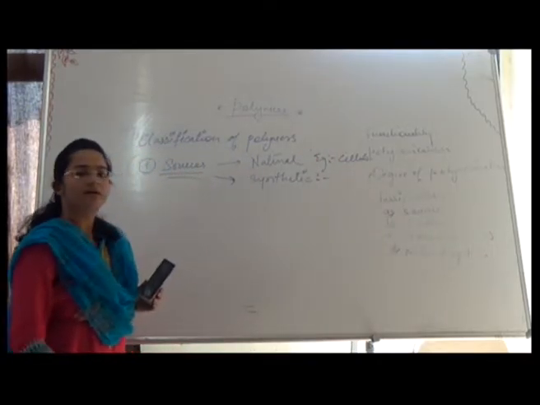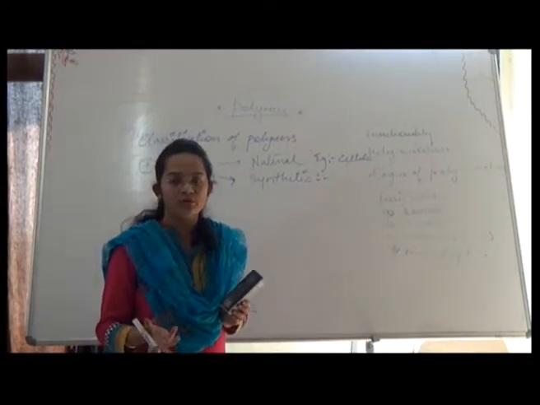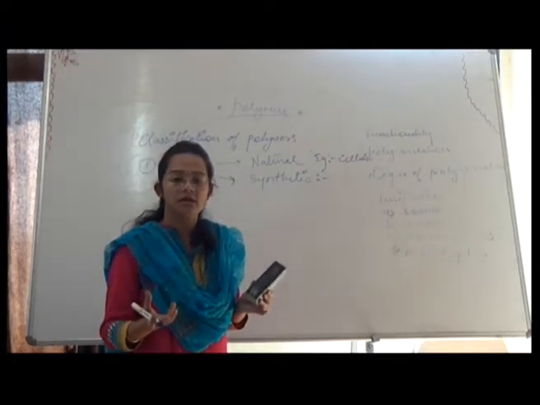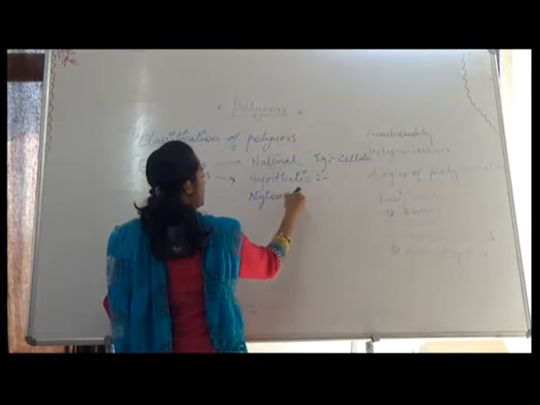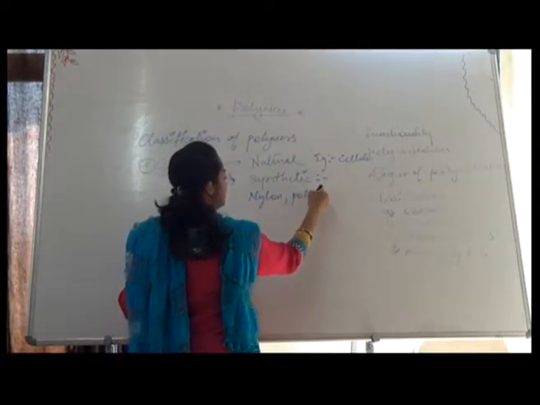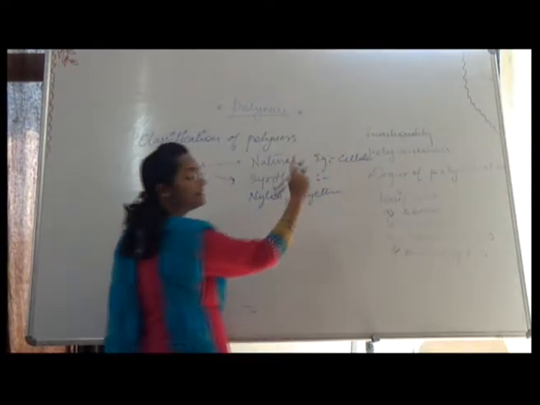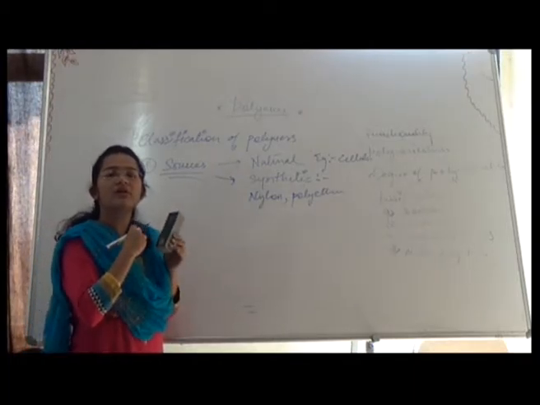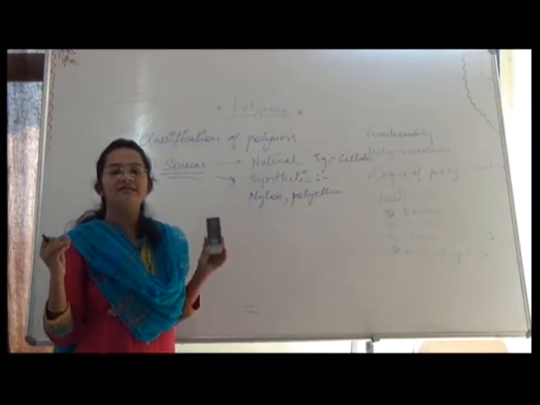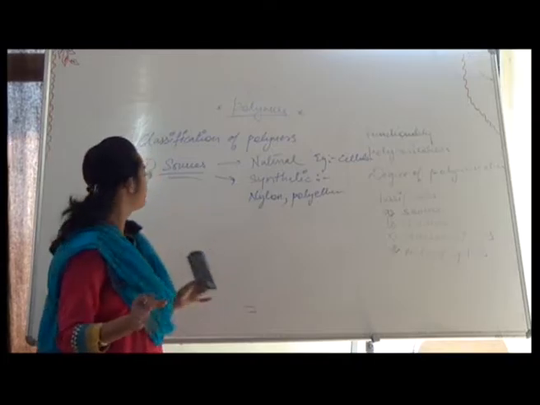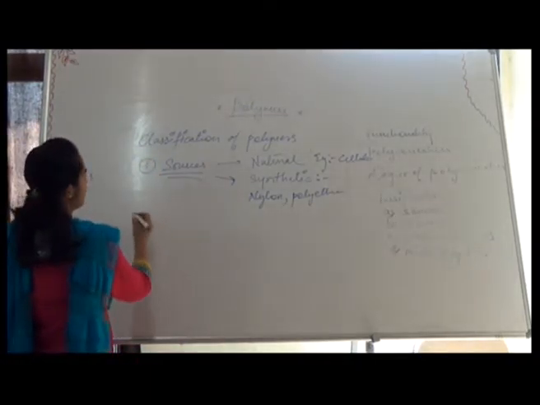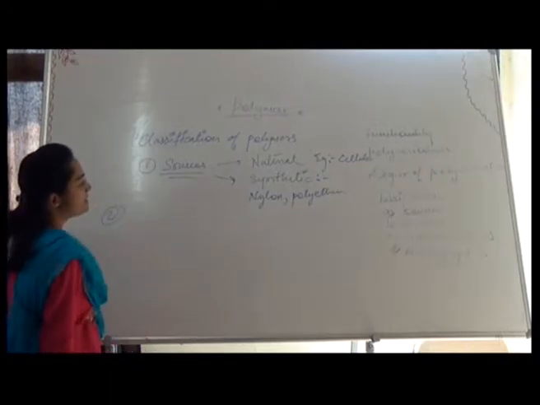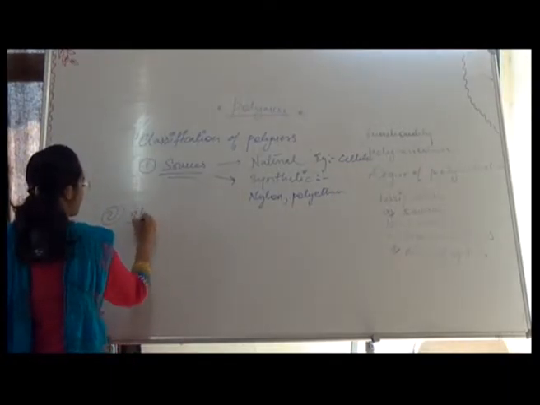For the synthetic, they are man-made polymers which are synthesized in a laboratory. For example, nylon, polyester, polythene, all these are synthetic polymers which have numerous applications and numerous importance. Okay. The second classification is based on structure.